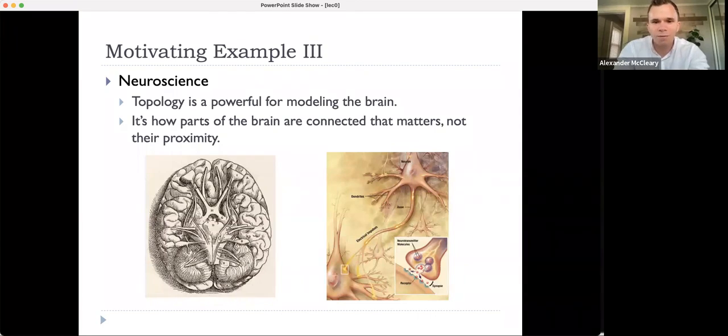And then the last example we're going to look at is neuroscience. So this is going to be the main focus of this course. And topology turns out to be a really powerful tool for studying the brain. The reason for this is that topology deals more with how things are connected together rather than looking at where in space they are. And that actually turns out to be just the right tool for studying the brain, where it's the connections between different parts of the brain that matters more than the actual locations within the brain.